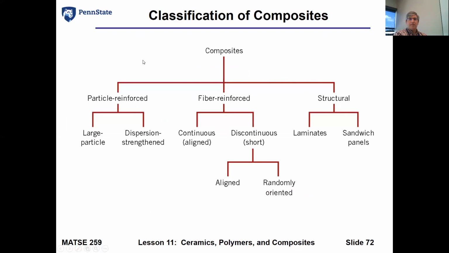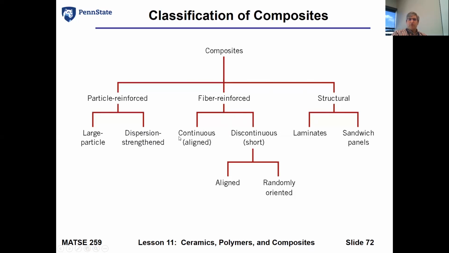So if we look at the general classification, it sort of comes back to what that reinforcing medium is. It can be particle reinforced, and when we look at that, you can have large particle or dispersion strengthened. So it's like a large particle and a small particle. Dispersion strengthened is another way of looking at small particles.